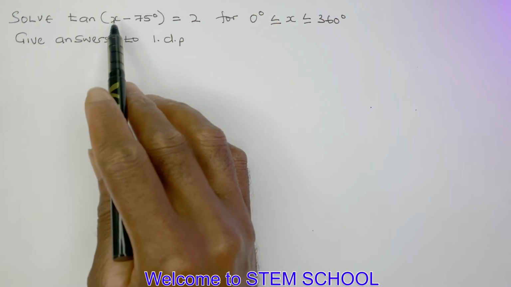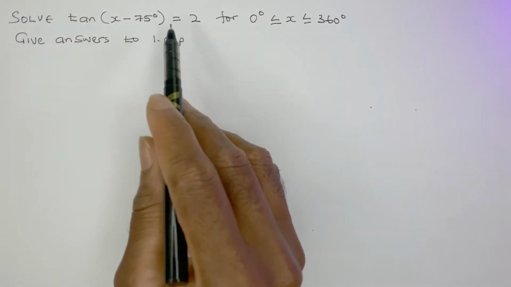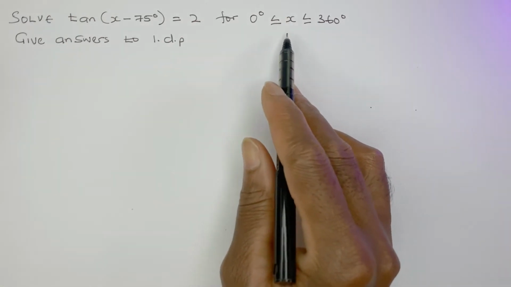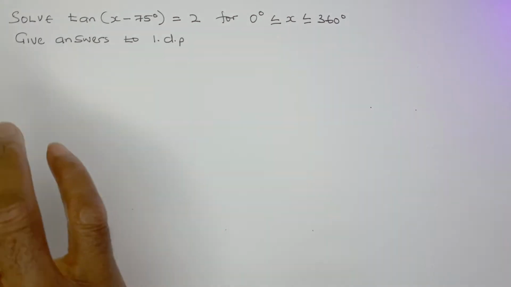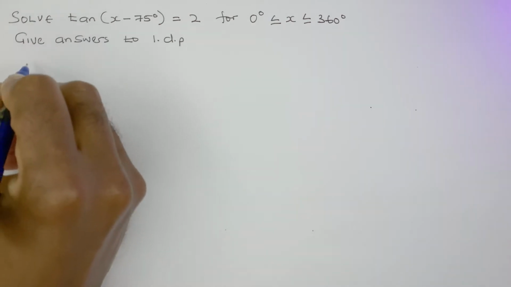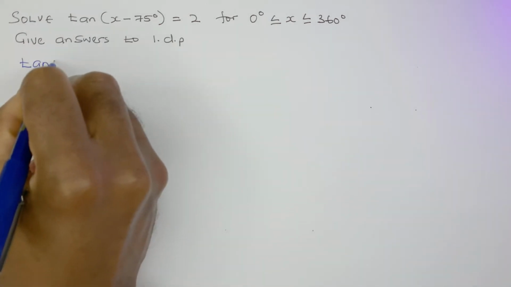Solve tan(x − 75°) = 2 for 0° ≤ x ≤ 360°. Give answers to one decimal place. So the first thing to do is to solve for x.